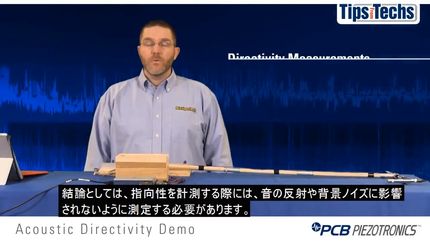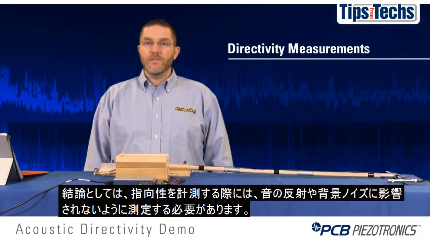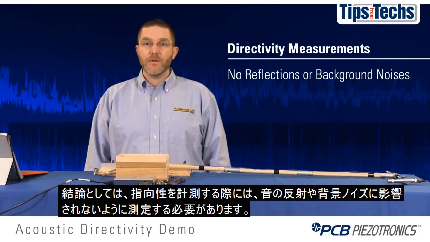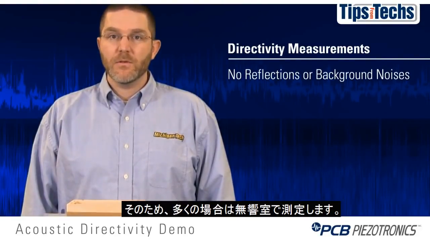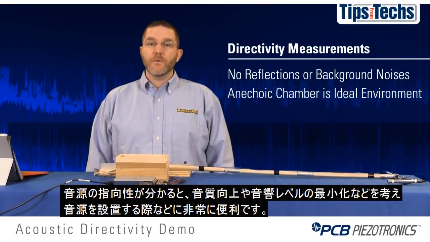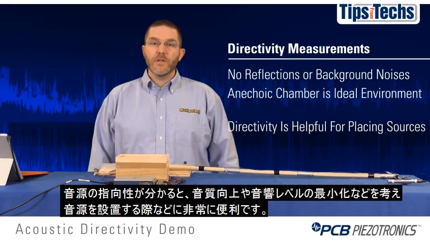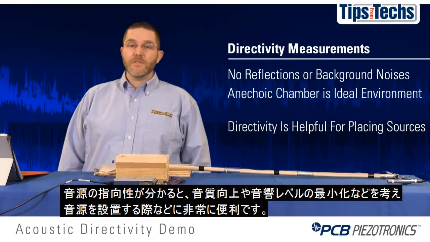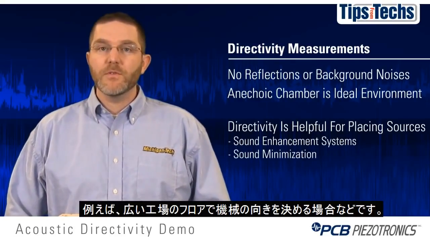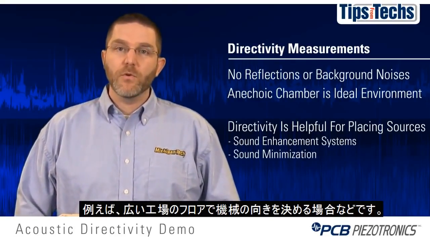In conclusion, when we measure directivity, we need to make sure there are no reflections or background noises present to contaminate our measurement. That's why, when we make this measurement, we typically use an anechoic chamber. So knowing the directivity of a source can be very helpful when you're placing sources, either for a sound enhancement system or if you're trying to do sound level minimization, like when you're orienting machines on large factory floors.